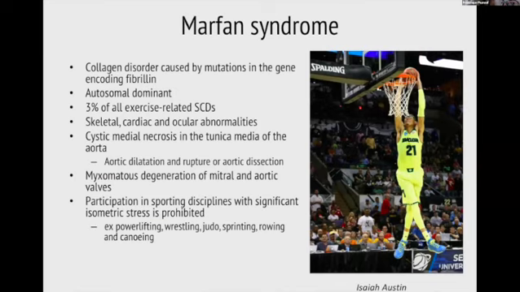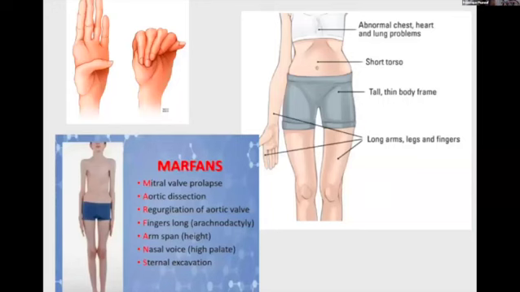Marfan Syndrome is a collagen disorder caused by mutations in the gene encoding fibrillin, with autosomal dominant inheritance, and characterized by skeletal, cardiac, and ocular abnormalities. Basically, they have a high arched palate, arachnodactyly, hyperlaxity. They're very tall, they have a long arm wingspan and lens dislocation.